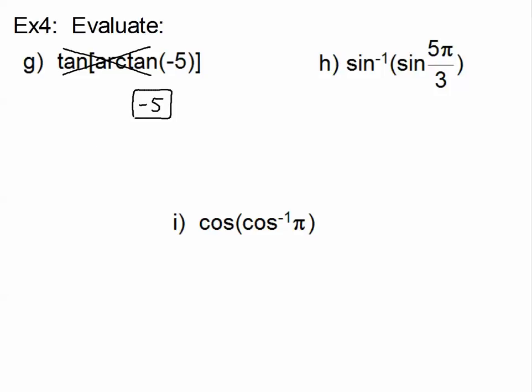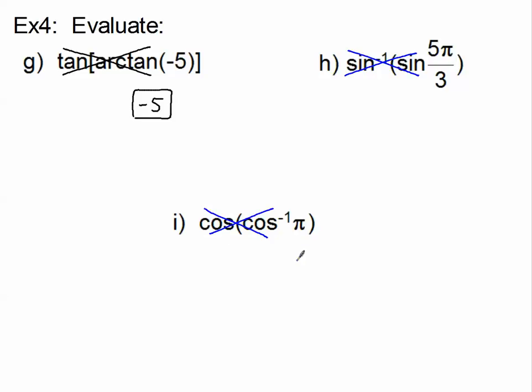Now, if you did that with all three of these problems, you'd only get one of them correct. The only one that you'd actually get correct is this tangent problem, part G. -5 is the correct answer to this. They do undo each other, and -5 would pop out. Here, they will undo each other, but the answer will not be 5 pi over 3. Here, they will undo each other, but the answer will not be pi.